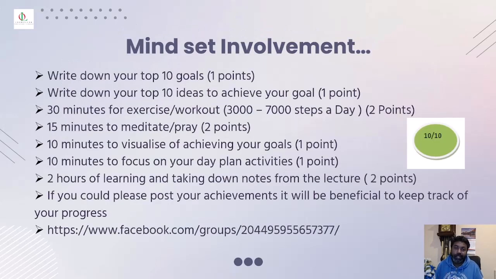And please start with the involvement as well. Write down your top 10 goals, and write down the top 10 ideas to achieve those goals. Spend at least 30 minutes on exercise and workout. At least go for a walk and do 10,000 steps. That will get you 2 points here.